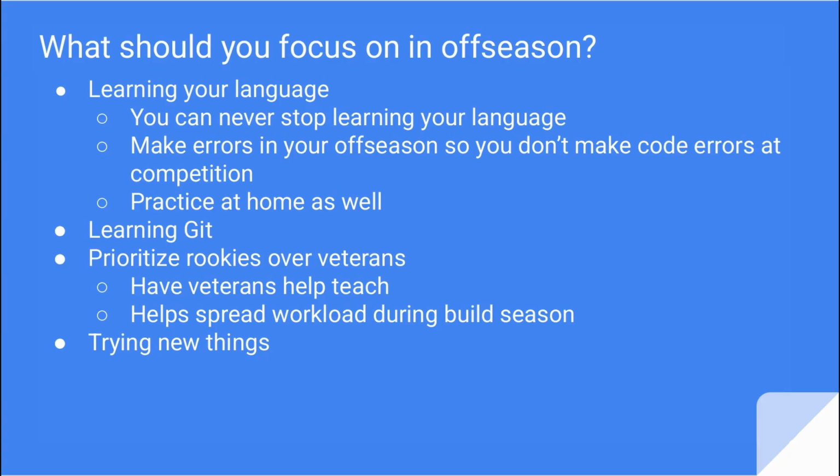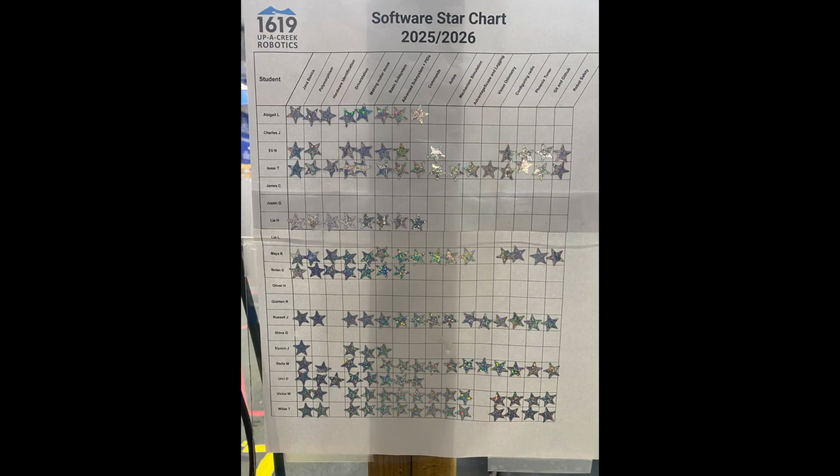So for software, we have a tracker, which you just saw. We also have a star chart. You've probably already seen the star chart from controls, but we also have one here. We've used that to great success, although it's not filled out yet. It's completely empty, as you can see. But we also have a bunch of skills, and it's really helpful to track progress, and it's going to be great for the rookies, even though they haven't seen it yet.